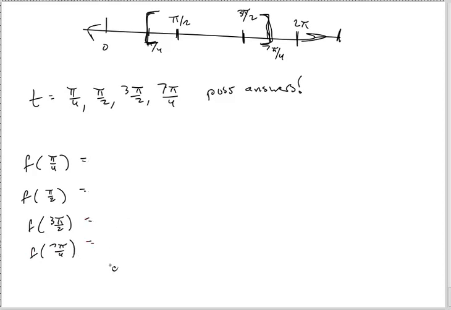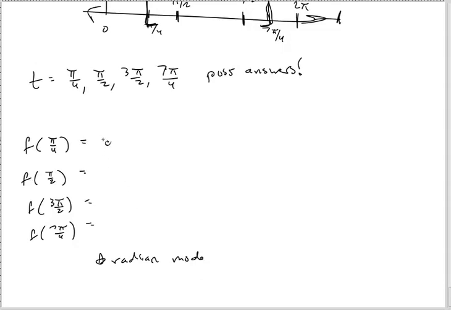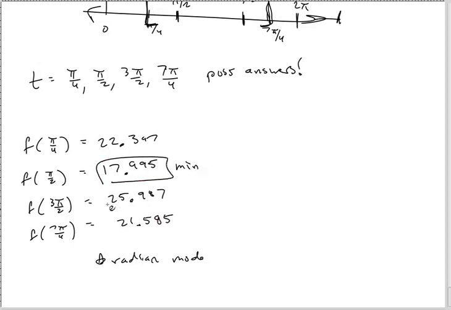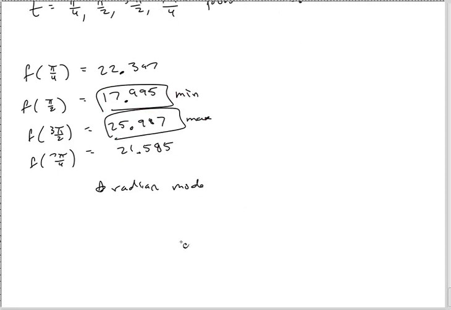Calculator, calculator, calculator. Make sure that you're in radian mode. Those little things like that are very important. I flipped the page, and I got everything I ever wanted plugged into this thing. And so I got 22.397, 17.995, 25.987, and 21.585. This is my min. This is my max.